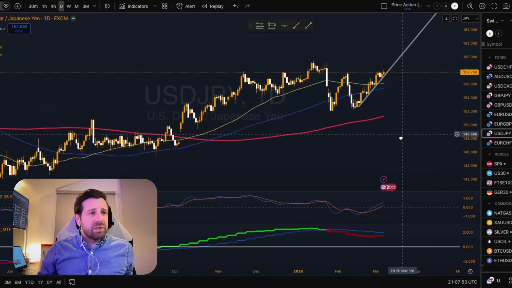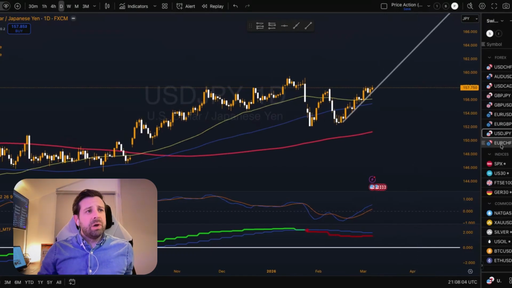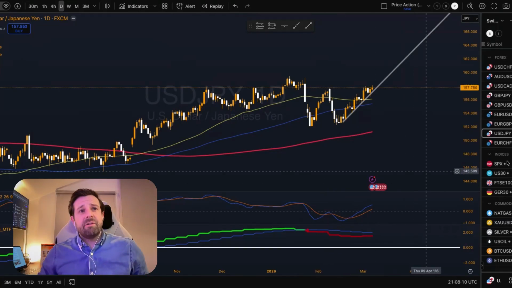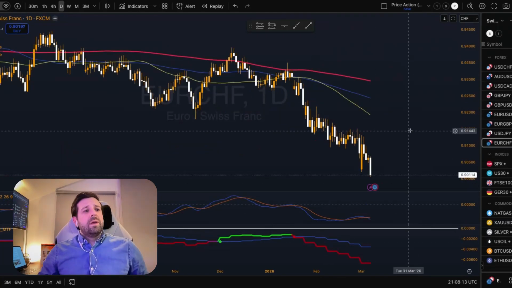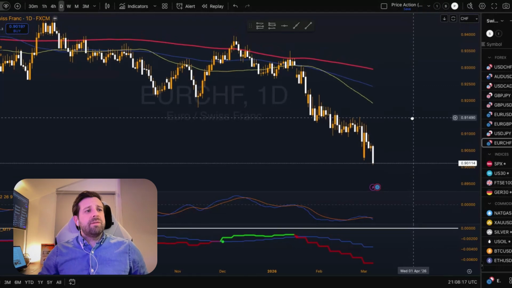I would very much like to be able to find a long just to hedge a little bit, but my system says that I have to follow my trend filter, and that is in the red territory currently, so I should be looking for shorts. The euro Swiss franc, definitely should be looking for shorts here.